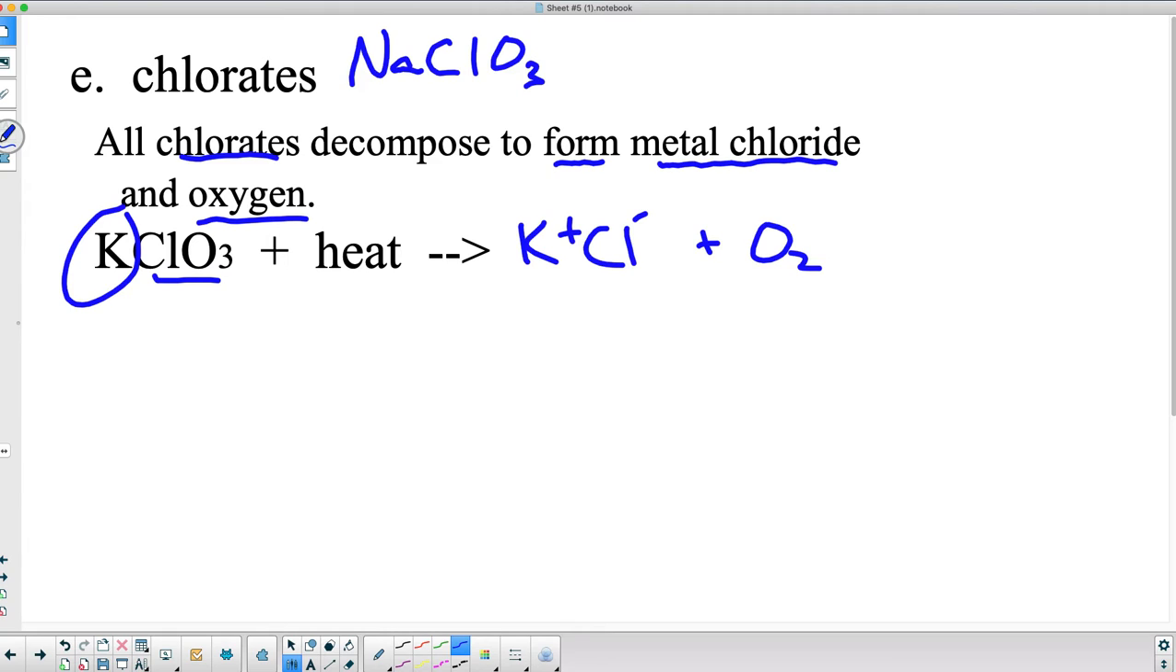So notice that when I go to crisscross these here, and I hope crisscross is becoming natural for you, something you just automatically do. Once I have that crisscrossed and I have KCl as my metal chloride, I go back through and balance the equation. Notice I have 1 K, 1 K, 1 Cl, 1 Cl, and because there's no chlorate on the right-hand side, we have to break it up into 1 Cl and 3 oxygens. And I have 3 here, but I have a 2 here.